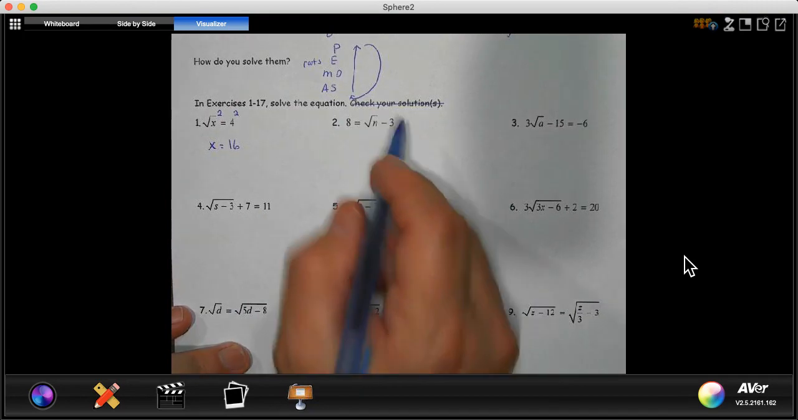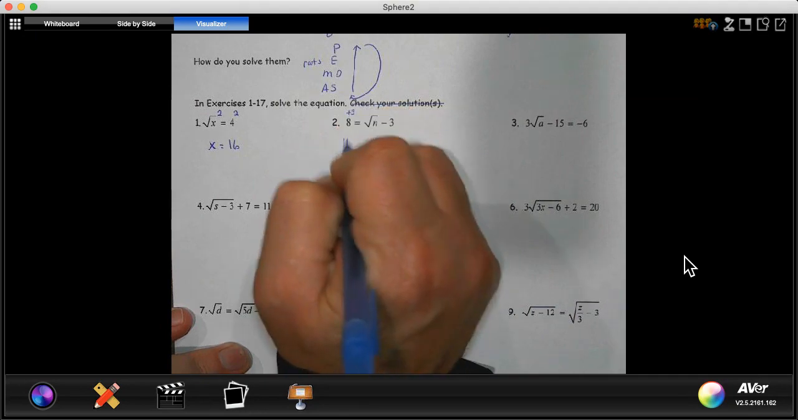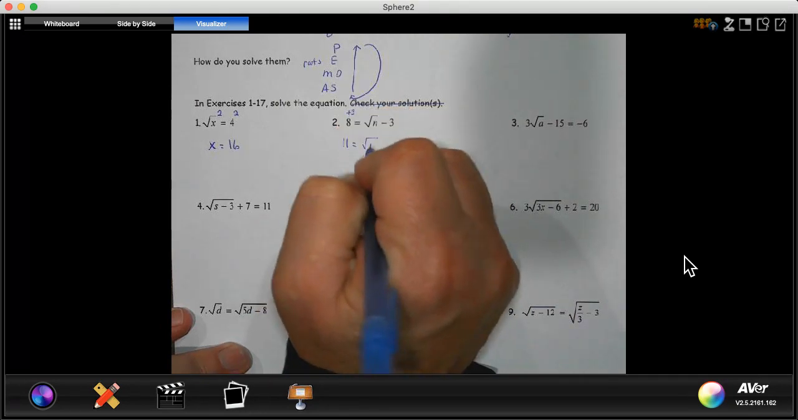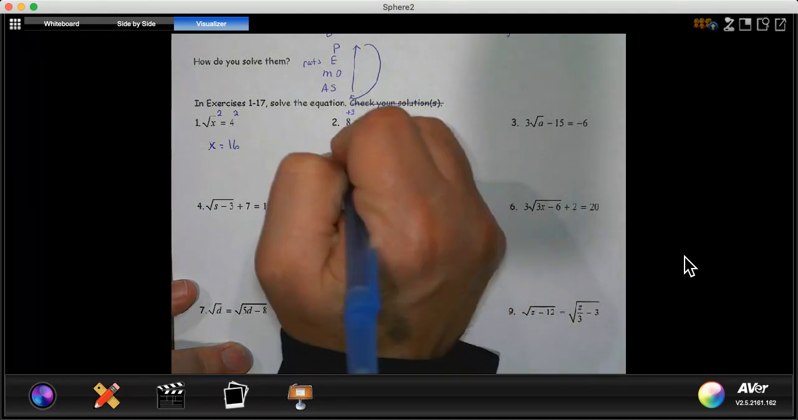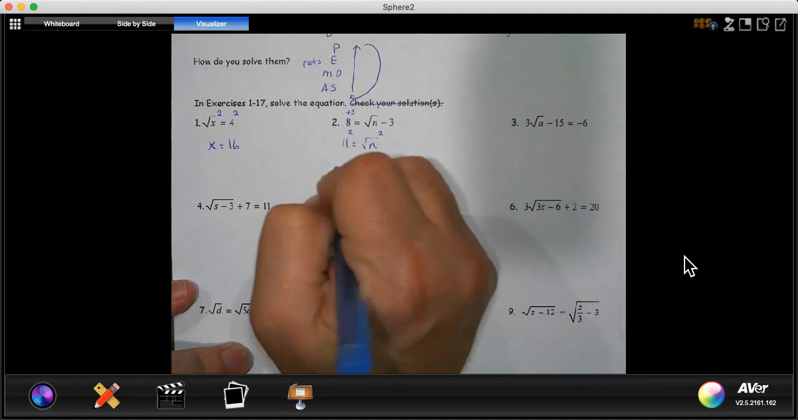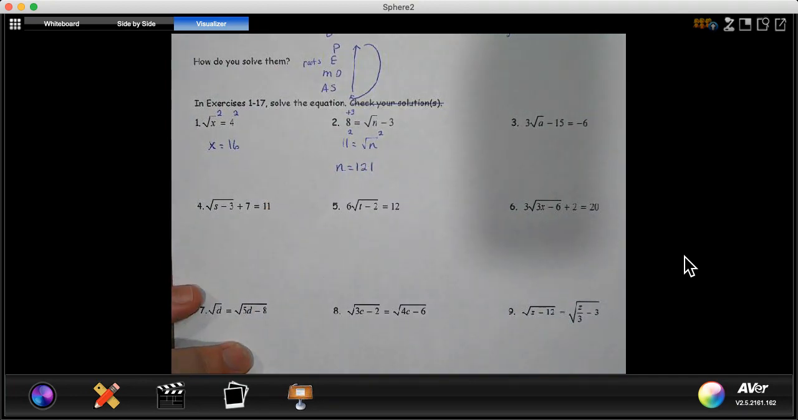Anything added or subtracted needs to go first. So I'm going to add 3 to both sides, and that gives me 11 is equal to root n. Now I'm going to square both sides and turn it around. So n equals 121 because 11 squared is 121.